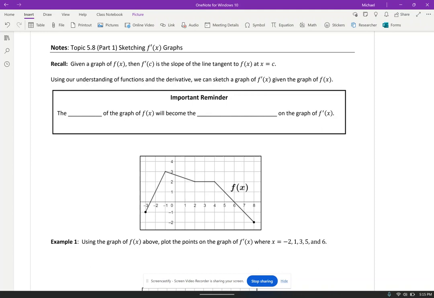And so our part one here is going to be, if we're given a function f of x or g of x or h of x, whatever the name is, doesn't matter. If we're given an original function, can we create the graph of the derivative function? Okay, so let's think about how we're going to approach this.